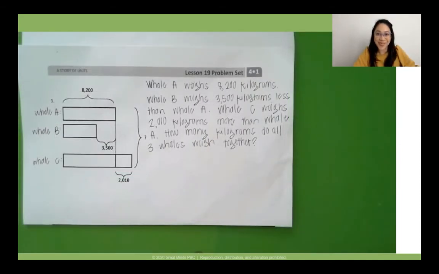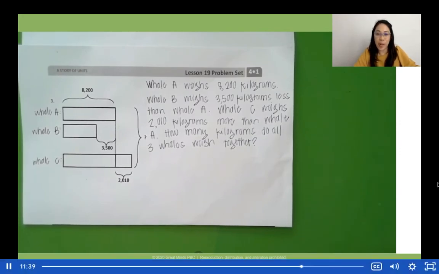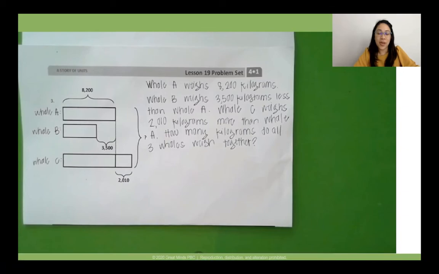How did you do? I'm sure you did great. Here's the word problem that I came up with. Go ahead and take a moment to read through it now. Here's what I'd like you to do next. I'd like you to pause the video and now solve your word problem. We'll compare our answers when you get back.